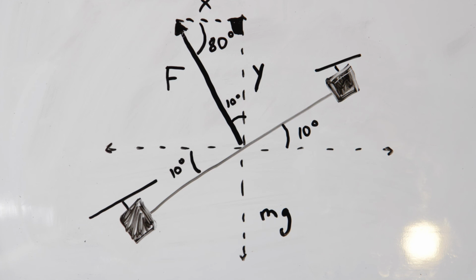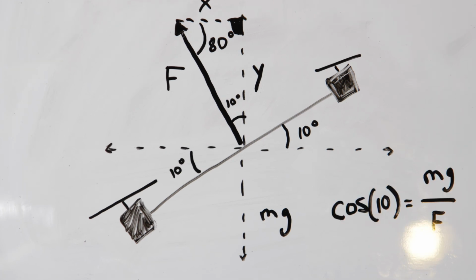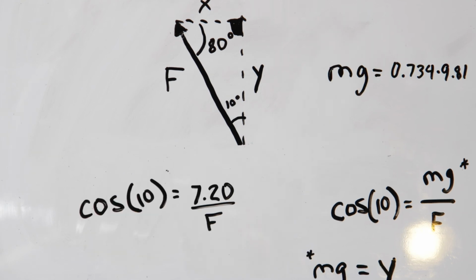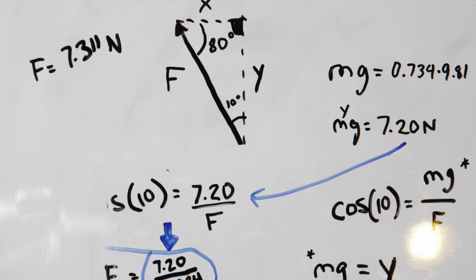Then I can find the hypotenuse, which is the total force vector of the drone, by taking the cosine of 10 degrees is equal to mass times the gravitational constant divided by the hypotenuse. Solve, and I have the amount of force needed to make the drone fly at this angle.